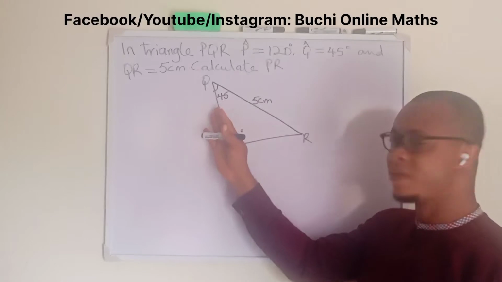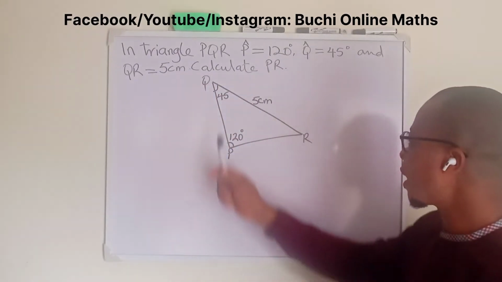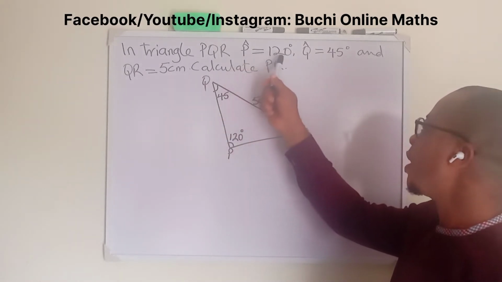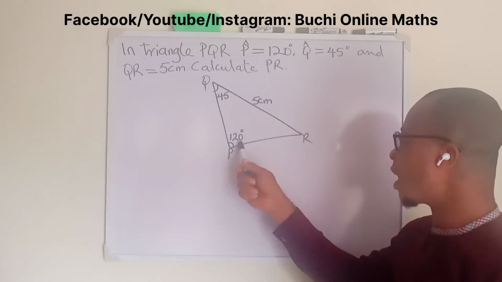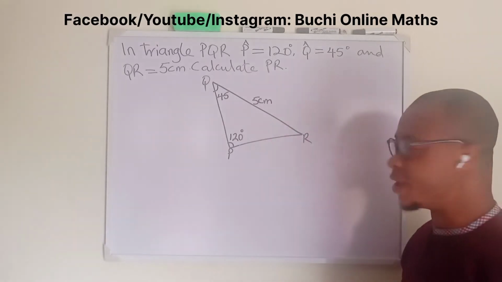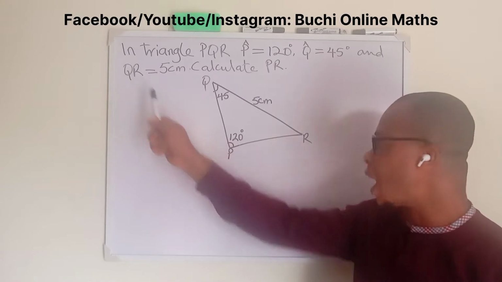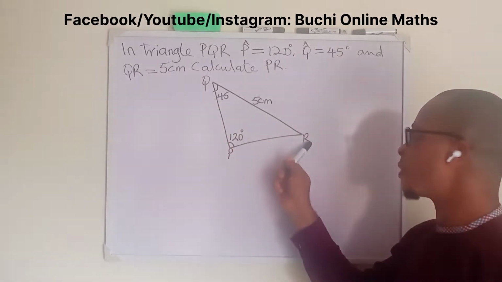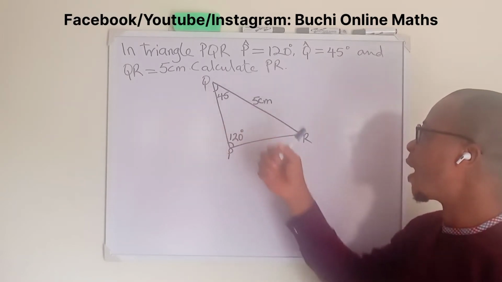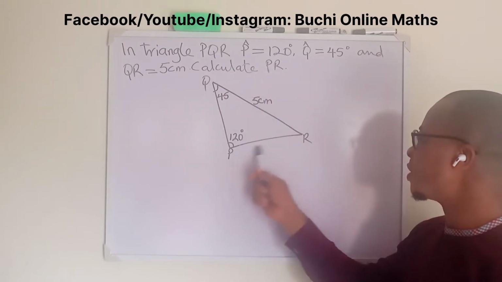Today we have this question that says, in triangle PQR, angle P equals 120 degrees. This is the angle P here. Angle Q equals 45 degrees. This is the angle Q. And line QR, the longest side, equals 5 centimeters. Then we are asked to calculate line PR, which is this other line.